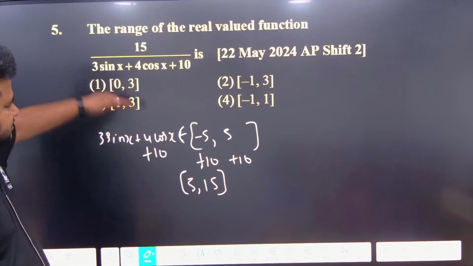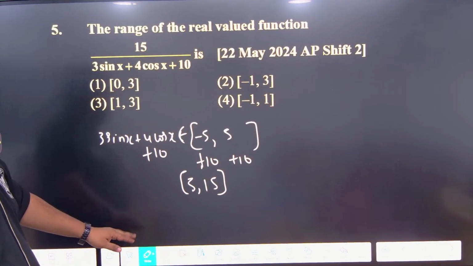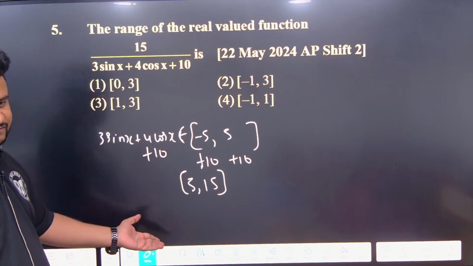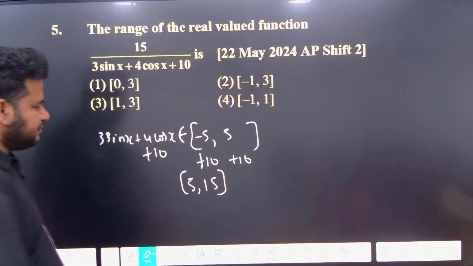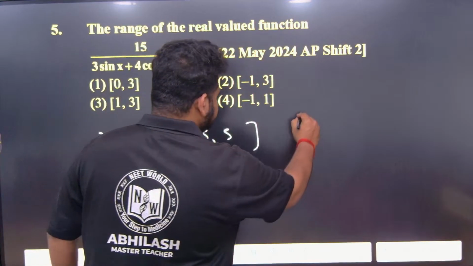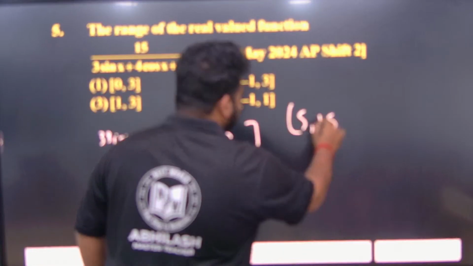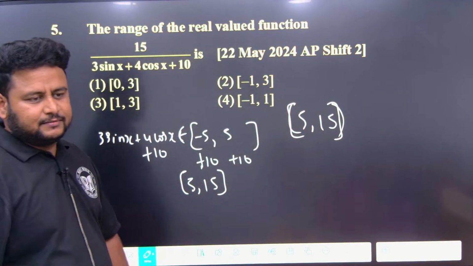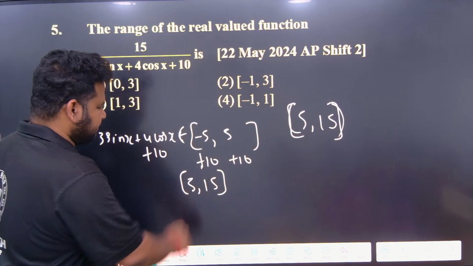Now this is in the denominator. Okay, so the function is 15 by something. Correct na? So I have to take the reciprocal of this. If I take the reciprocal of this, what will I get? See, 5 comma 15. How will I take the reciprocal? Will I take it directly? So here what is there? Minus will go out. What will I do?